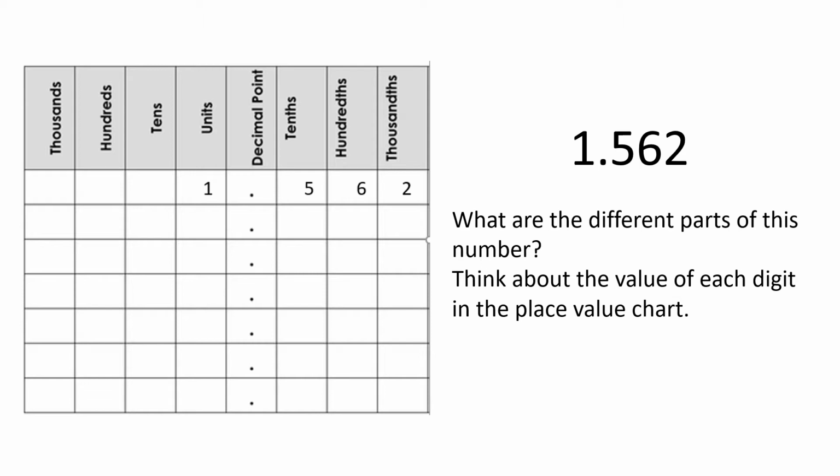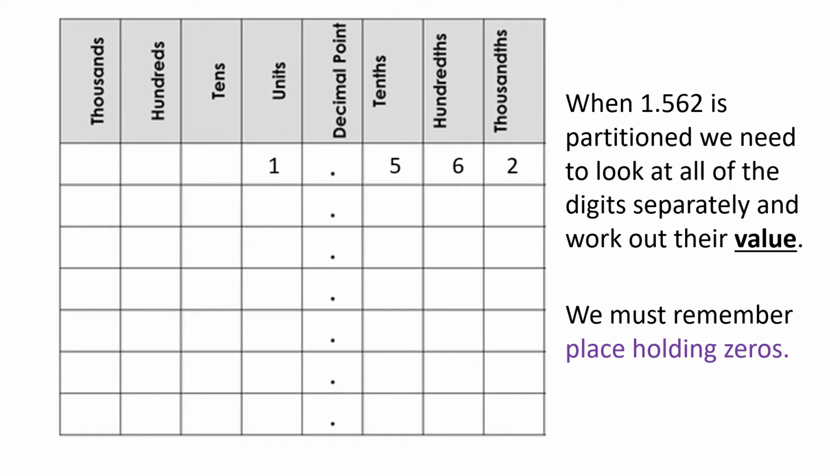Here we can see we have 1 in the units, a 5 in the tenths, a 6 in the hundredths, and a 2 in the thousandths. Today we're going to look at how we write these numbers individually that make up the whole decimal number. When 1.562 is partitioned, we need to look at all of the digits separately and work out their value. We must remember the place holding zeros. These go in the columns that don't have a digit in it.